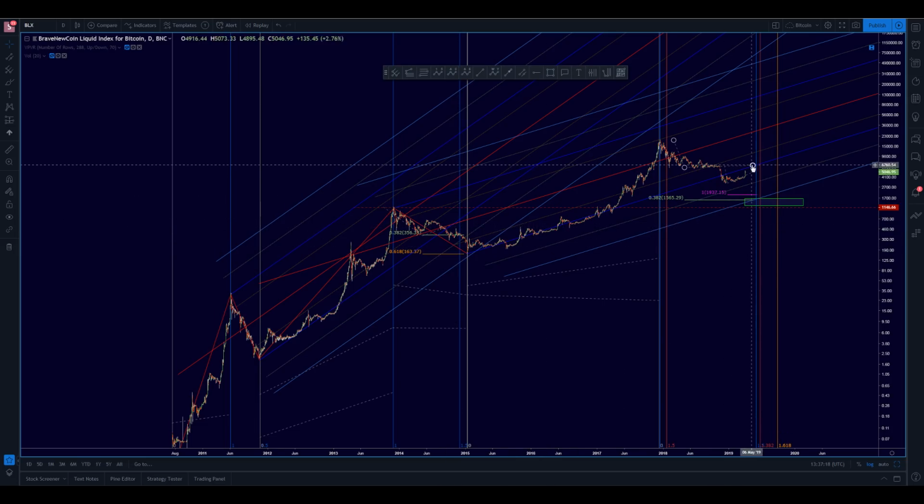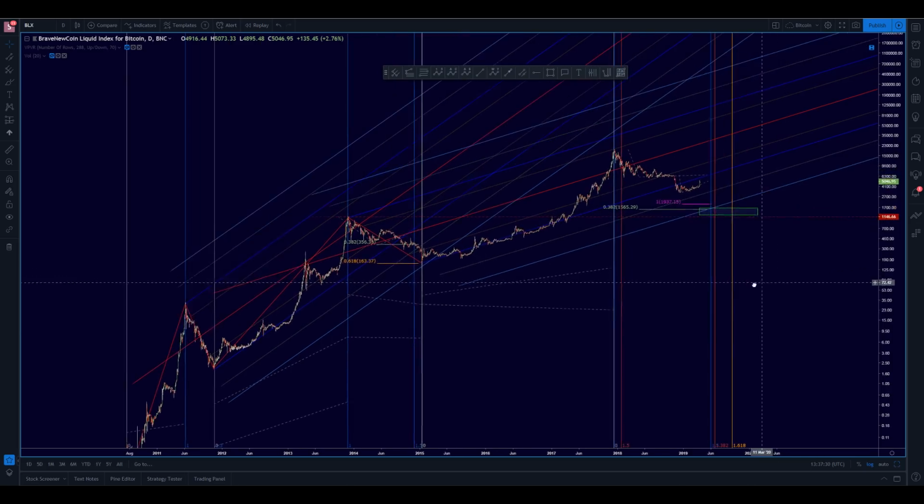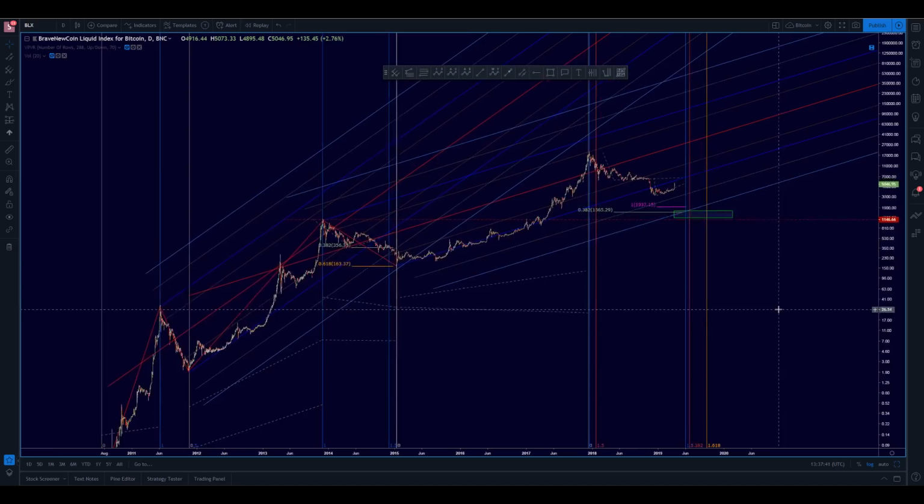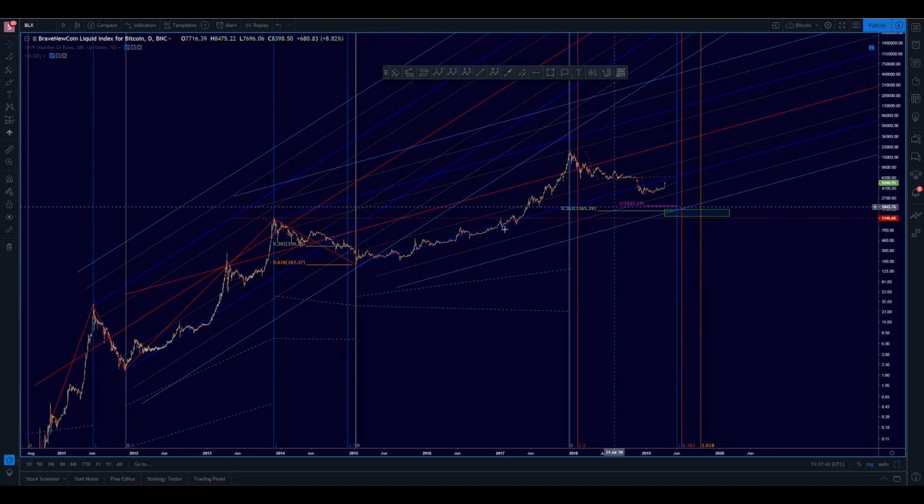What are we doing here? Testing it. And then, of course, we came out to here, this outer parallel. Interesting, guys. So if this is the fractal of this, and this came out to here, you would expect that to happen again, right? We haven't done it. So just from a macro perspective, to me, the odds stack up against the bulls.